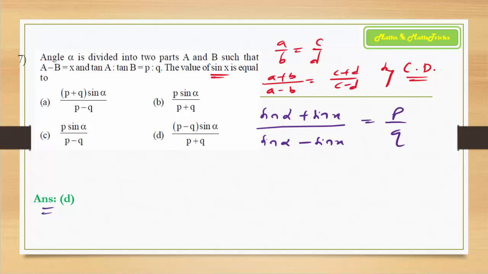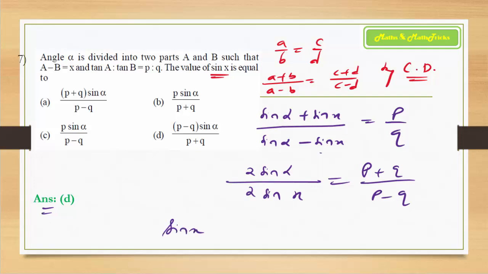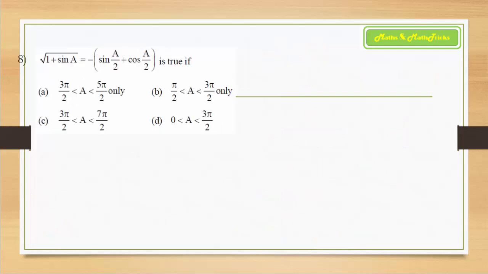So when I apply this here, when you add the numerator and denominator in the numerator, sin x will get cancelled. So you'll get 2 sin alpha, and when you subtract in the denominator, alpha gets cancelled, you'll get 2 sin x equals P plus Q by P minus Q. So now you can see that sin x value is equal to P minus Q upon P plus Q, into sin alpha. So you can see we have arrived at option D for this question. Isn't it so?